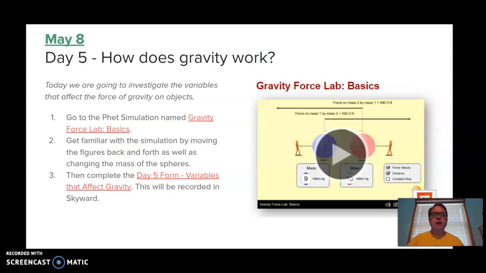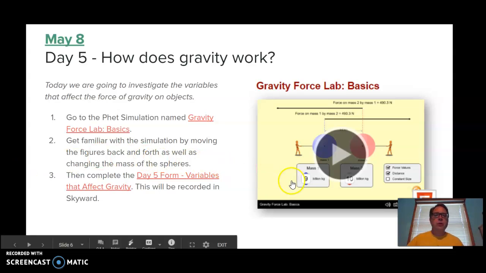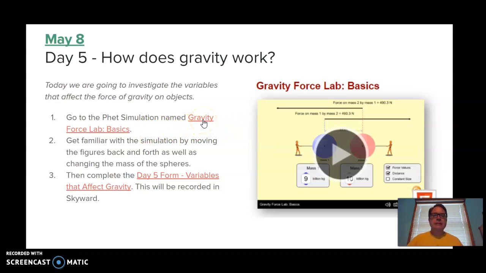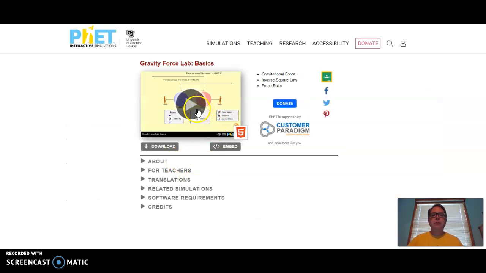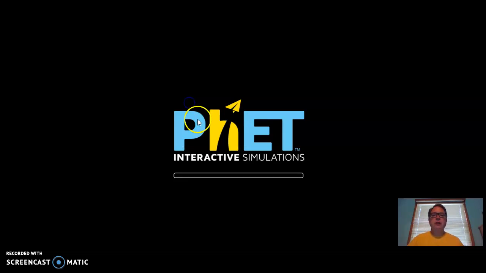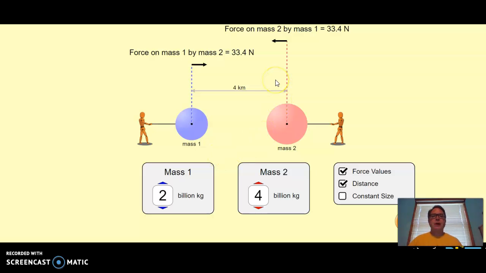Today, to help us think more about that, we're going to do a PhET simulation called Gravity Force Lab Basics. So let's go there and see what we can learn about gravity force and how it changes. What are some other ways it can change? When you get here, click on the play button. And now we're ready to go.